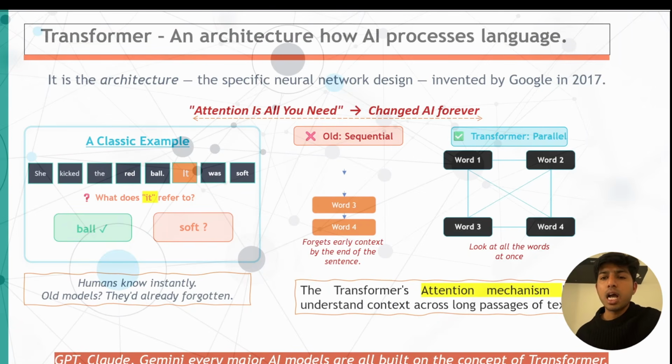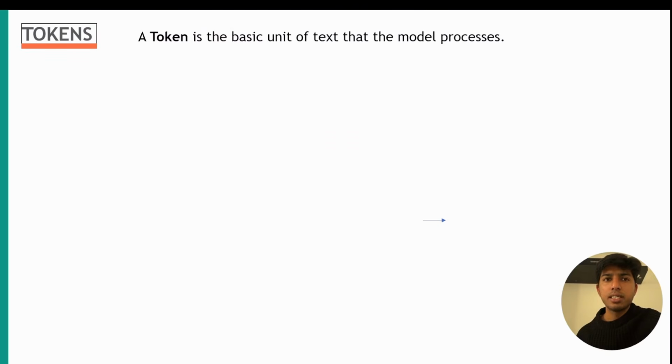Let's understand how a model reads your text. Now, this is something that surprises most people.